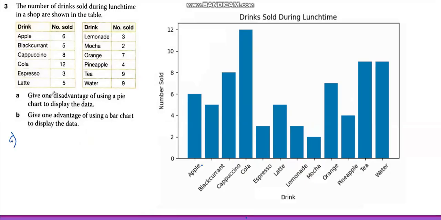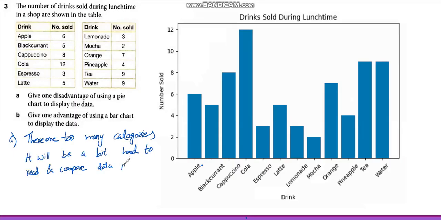In A part, what is one disadvantage of using a pie chart? Again, I will write that there are too many categories. We can also mention that it will be very hard to read and compare the data in tiny sectors. And we can also give the reason what the advantage of the bar chart is, and definitely it will be easy to compare the data very quickly.